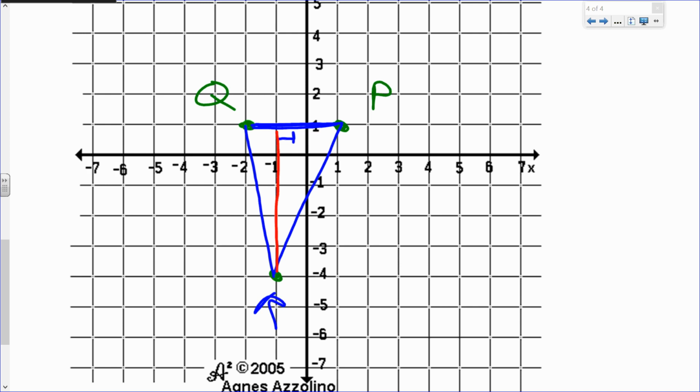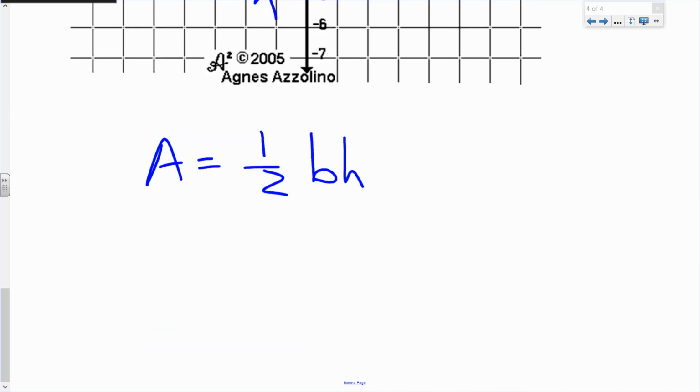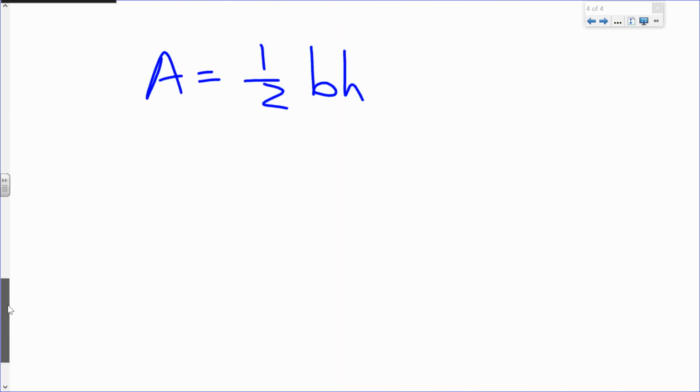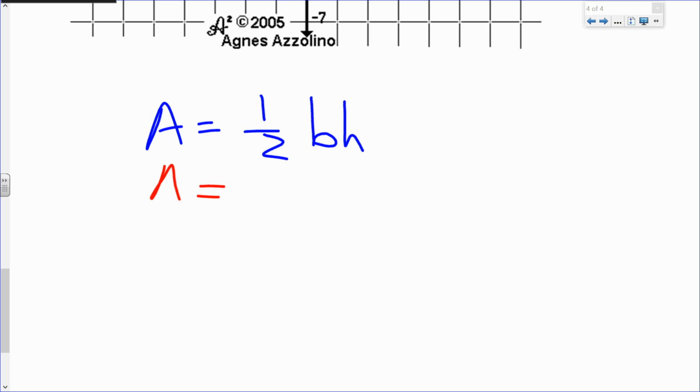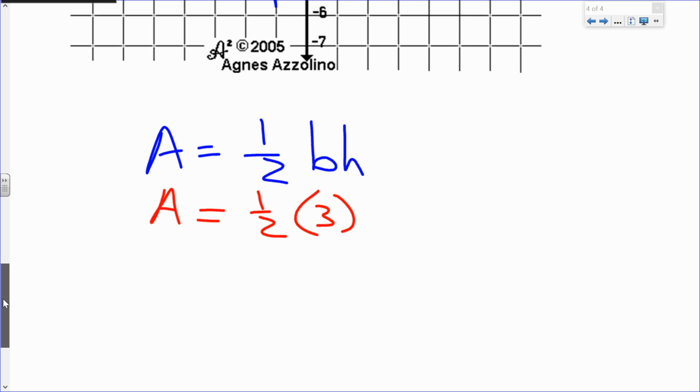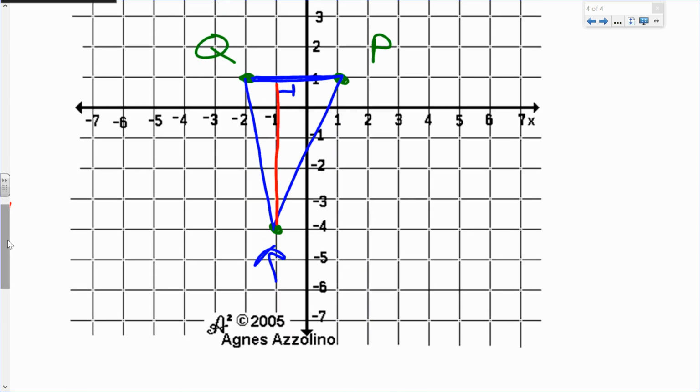Nice. So my base then, how far is from Q to P? 1, 2, 3. Nice. Watch this, you guys. Area then is 1/2 times, look at base is 3 units. The height is 5? Sounds good to me. Let's see. 1, 2, 3, 4, 5. Nice.